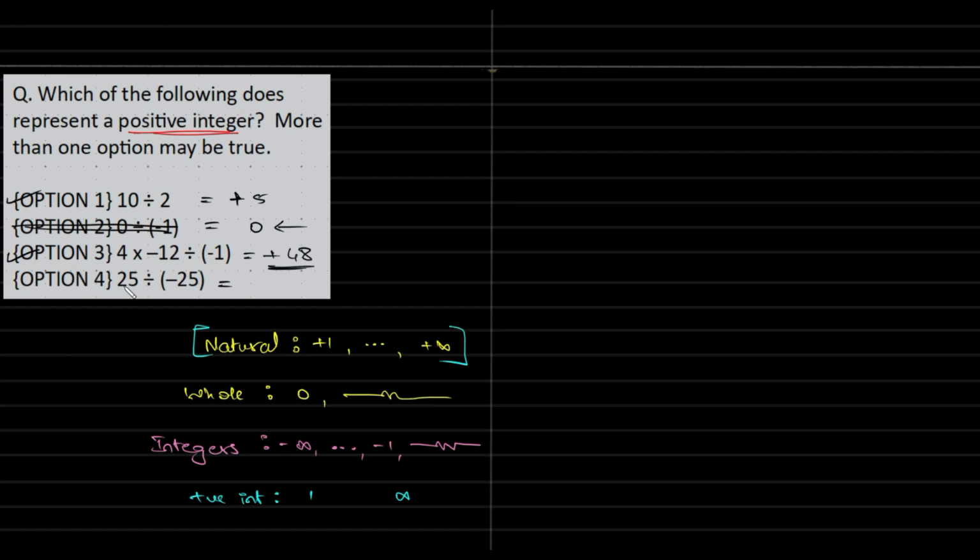And last, we have positive divided by negative, which gives us negative. An odd number of negative terms gives negative. 25 divided by 25 is 1, and this is not an option. So option 1 and option 3.